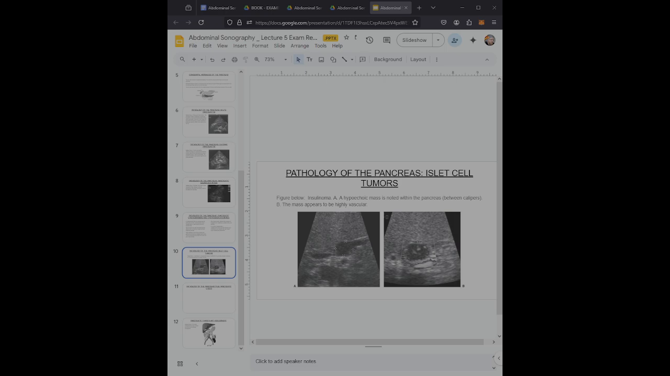and certain sonographic findings would include hypoechoic masses that contain calcifications, and their visualization is hard due to the small size of gastrinomas. Clinically, we would see low blood sugar levels, or we would see the peptic ulcers in gastrinomas, and we might see accompanying Zollinger-Ellison syndrome. So in the image we have an insulinoma, and this is a hypoechoic mass noted within the pancreas between the calipers. And color Doppler here shows that the mass is highly vascularized.